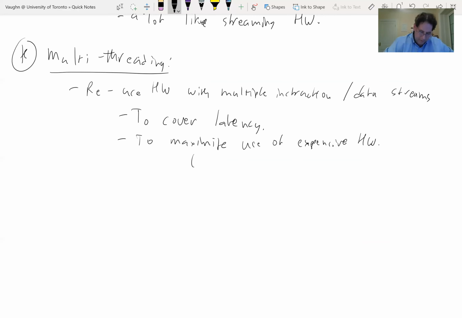Which is kind of related to latency too. If your hardware was just going to sit there waiting for data from main memory, then if you can issue another thread of data, you are reusing the hardware. So I guess these two things are not completely separate.